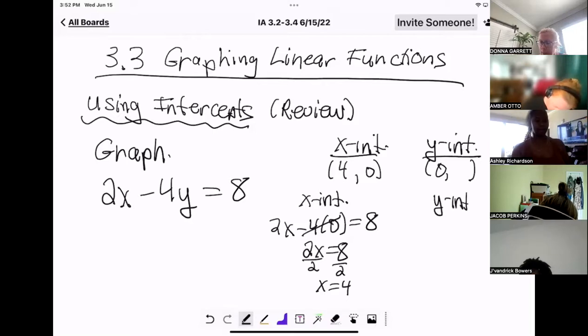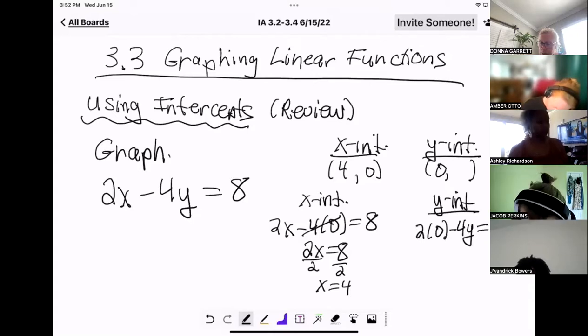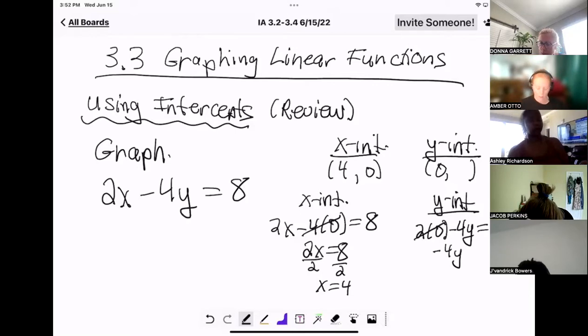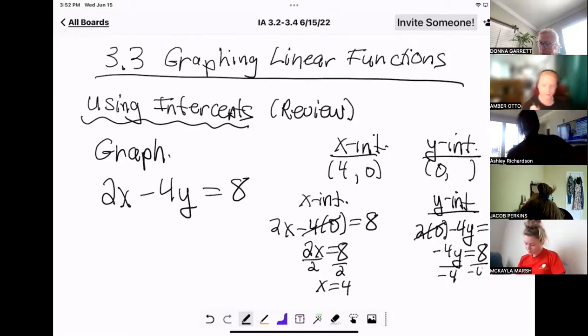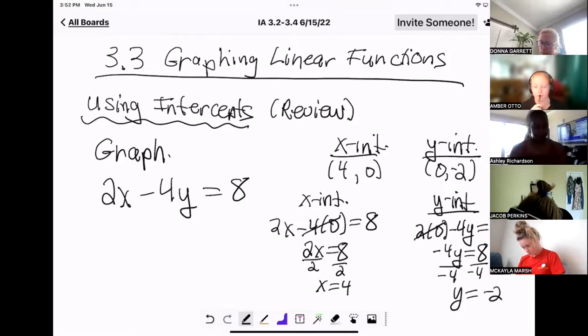And then I need to find my y-intercept, which means x is 0. So I go back to the equation and put 0 in for x. So 2 times 0 is 0. Negative 4y is equal to 8. Divide by negative 4. Y is equal to negative 2. So I have my two intercepts.